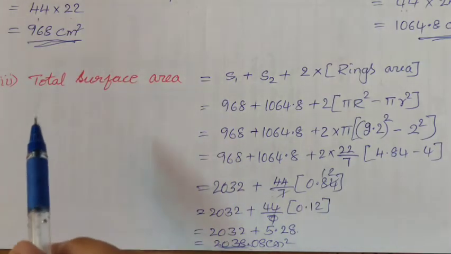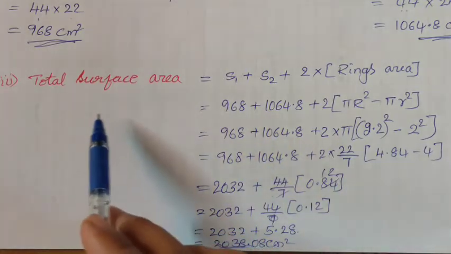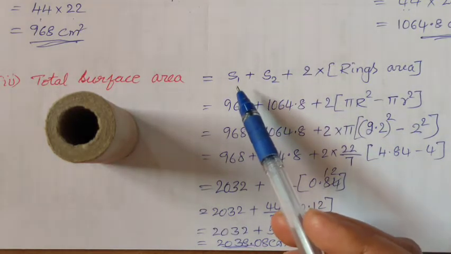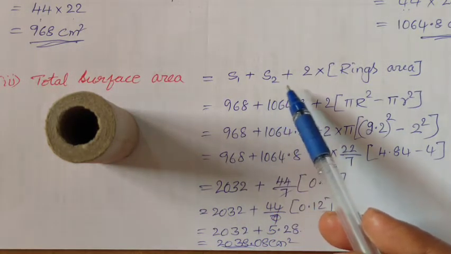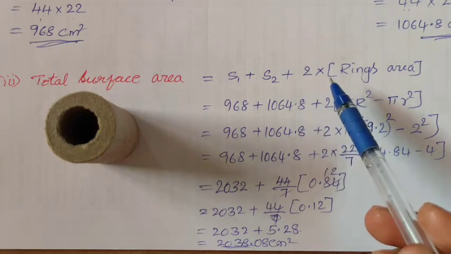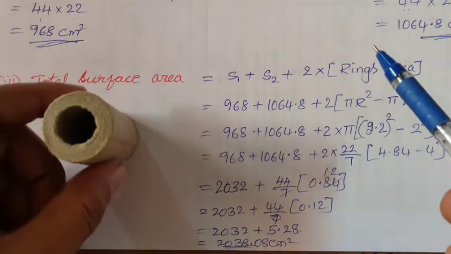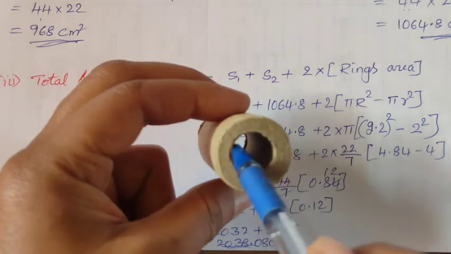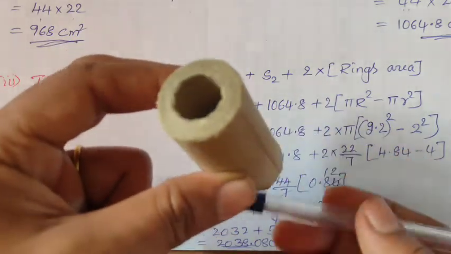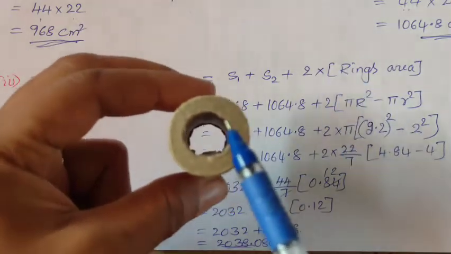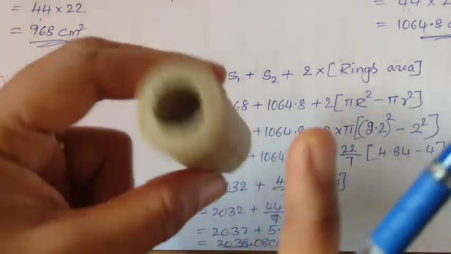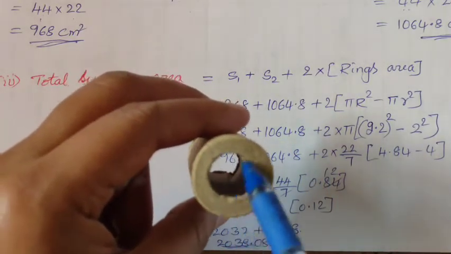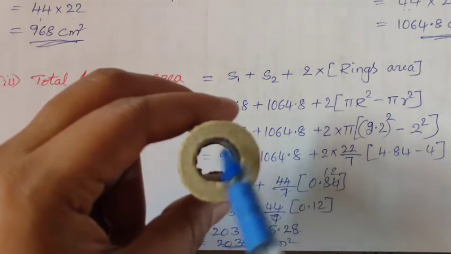The third part is we can find the total surface area. Total surface area of this cylindrical metal pipe is inner surface area and outer surface area plus 2 circular bases area. Okay, 2 rings area. Now see this one, total surface area means inner surface area and outer surface area of this metal pipe, and also here there are 2 circular bases. But here this one is a hollow cylinder. That's why you can subtract this inner surface area from outer surface area.